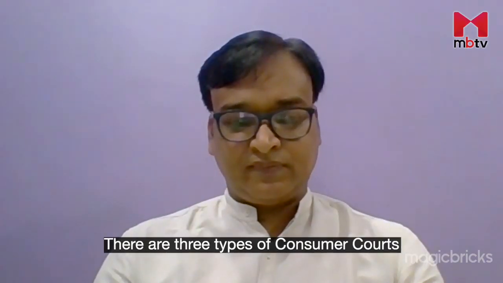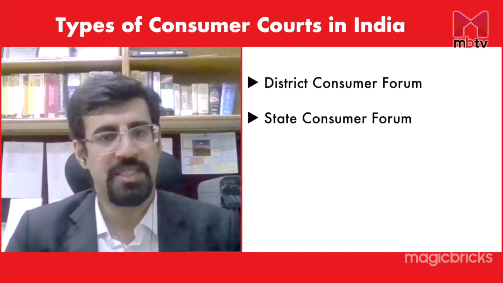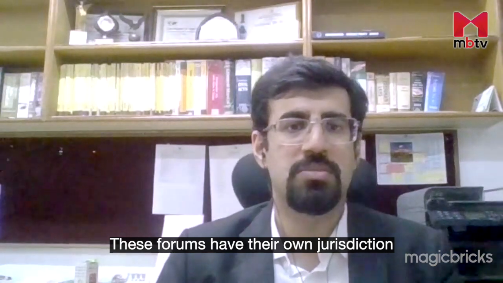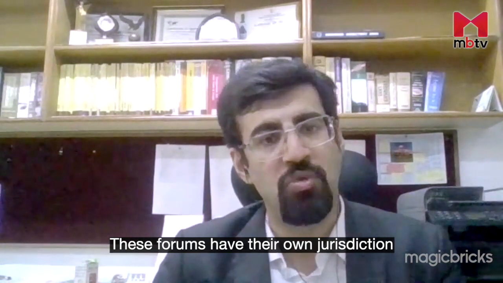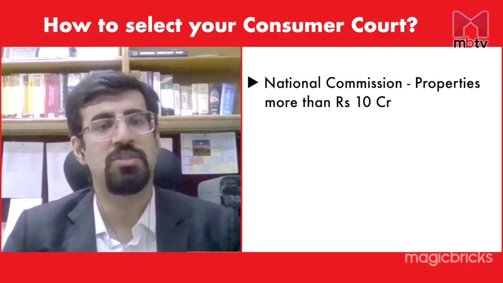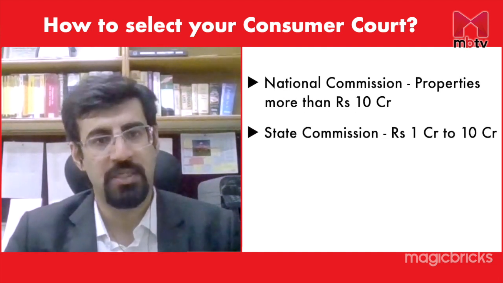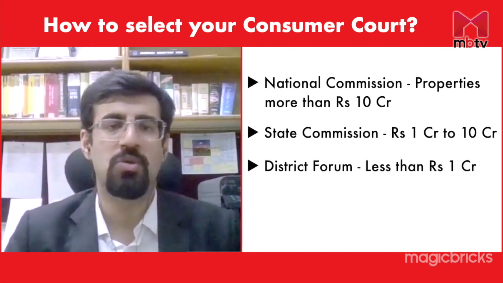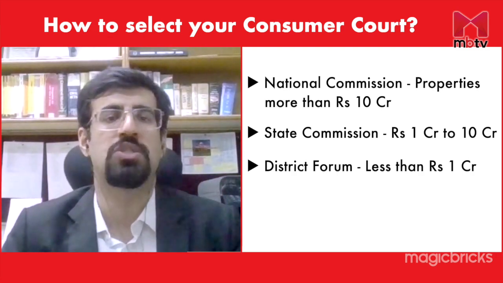Now, in our country, there are three types of consumer courts. One is the district commission, the other is the state commission, and finally the national commission. Now, these three forums are defined by their eligibility in terms of pecuniary jurisdiction. So let's say if the value of the property is more than 10 crore, then you go to the National Commission. If it is between 1 to 10 crore, then you go to your state commission. And if it is less than 1 crore, then you go to your district forum, which is probably the court closest to where you stay.